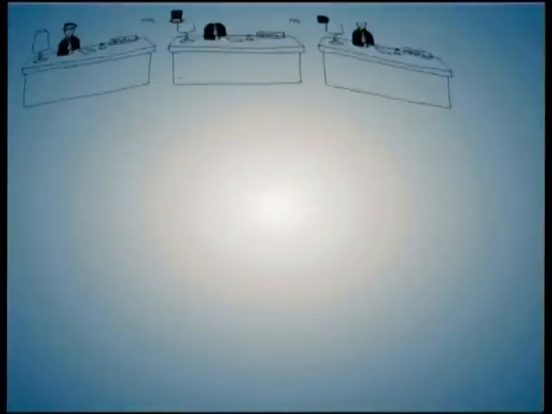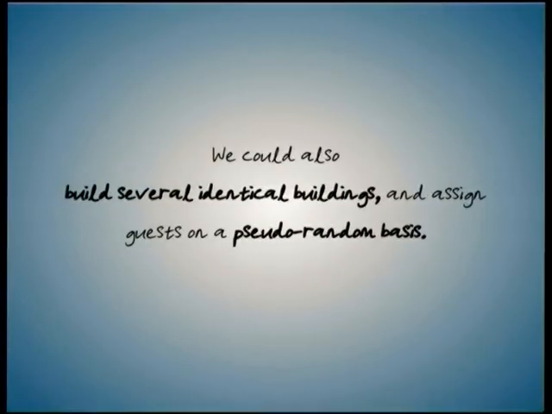We could do something different, however. We could build several completely identical buildings. Now here's where a little bit of magic comes in. The buildings are so identical that one room in the one building has the exact same view as the same room in the next building, and the next building, and the next building. So a little bit of magic there. And we can assign guests on a pseudo-random basis, such as, for example, the second letter of their first name. So for me, that would be L, and for Tim, that would be I.